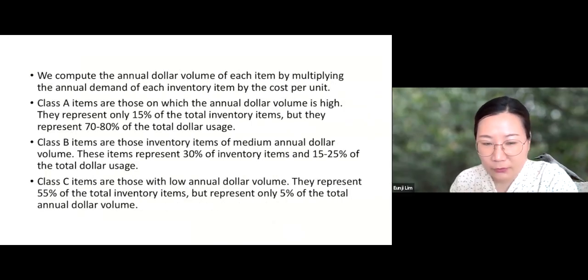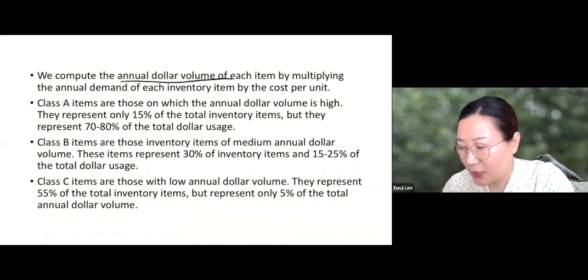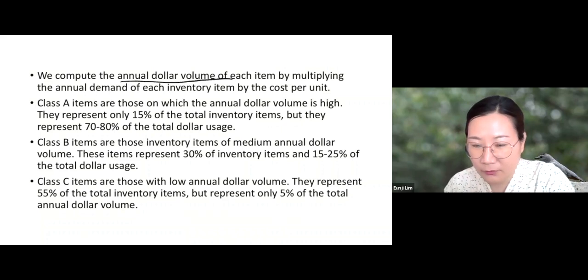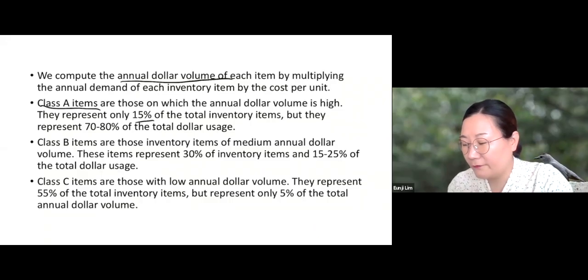We can use the following procedure. We compute the annual dollar volume of each item by multiplying the annual demand of each inventory item by the cost per unit. Class A items are those on which the annual dollar volume is high. They represent only 15% of the total inventory items, but they represent 70 to 80% of the total dollar usage.